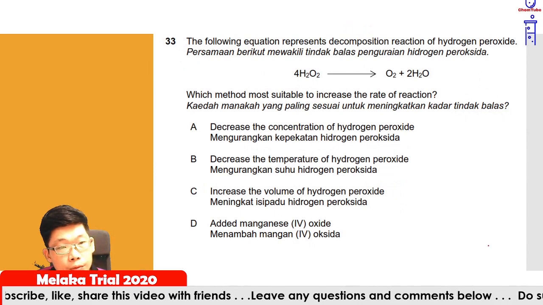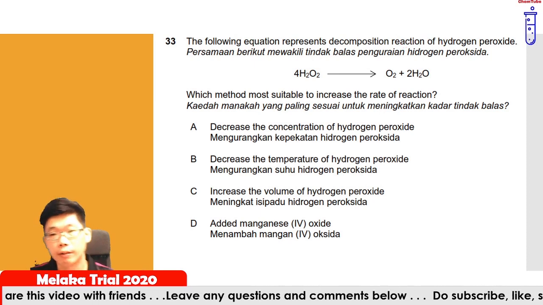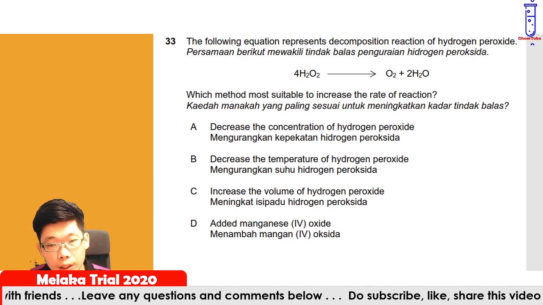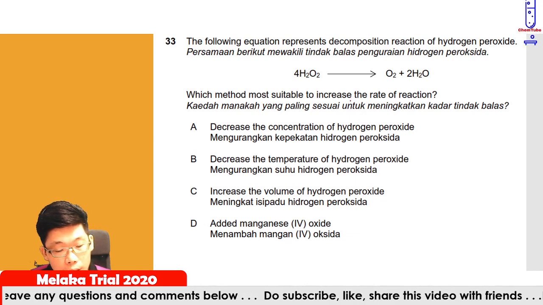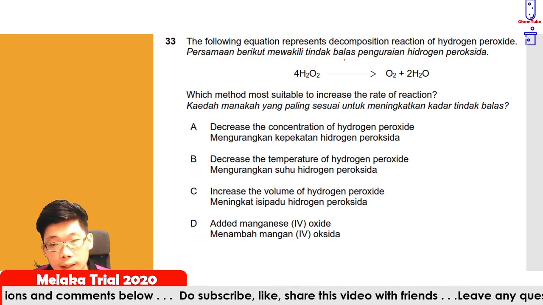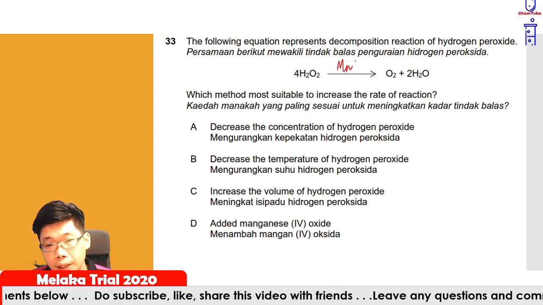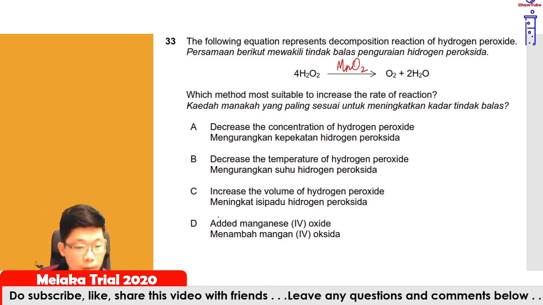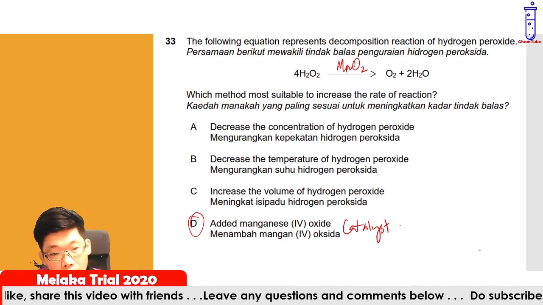33. Which of the following equations represents the decomposition reaction of hydrogen peroxide? Which method is most suitable to increase the rate of reaction? Normally, we would use a catalyst. So under this, manganese and hydrogen peroxide, we want to increase the rate of reaction. So we will use the manganese oxide. It's the catalyst. It's the best way.